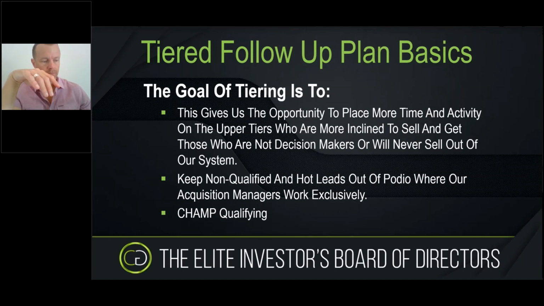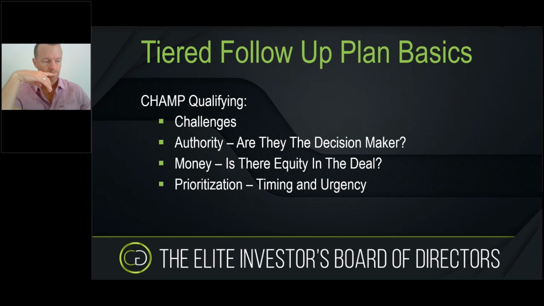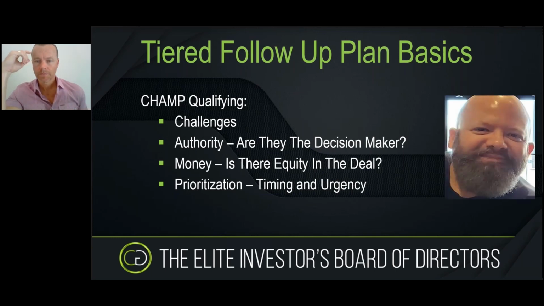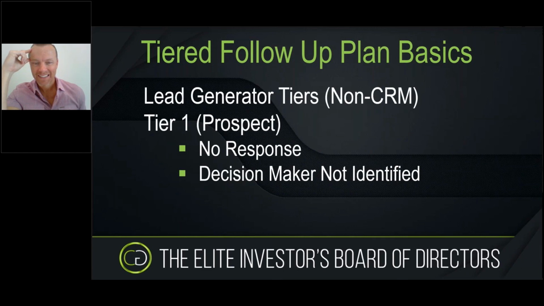One of our members brought this to us a couple of months ago, and I'm going to explain what CHAMP qualifying is. You have challenges. You are the authority, which means you're the decision maker. You're not talking to some crazy aunt or uncle or cousin. You're talking to the person who's on the deed. There is money in the deal, and you can prioritize with timing and urgency. And it was our Uncle Fish, a member of the Collective Genius out of Nashville, who taught us CHAMP qualifying.